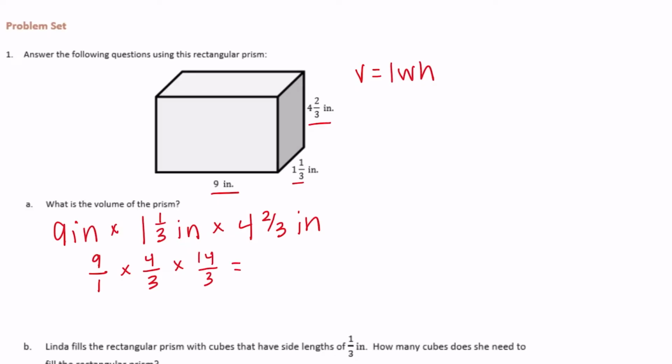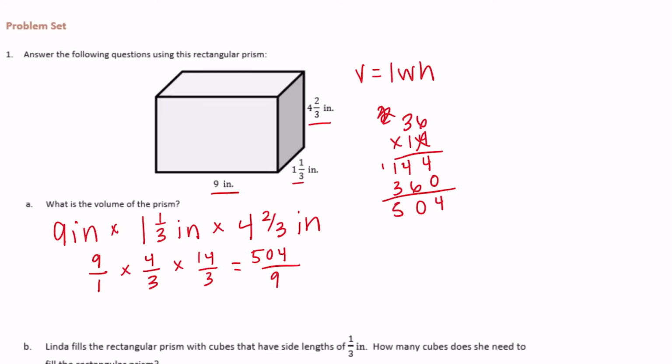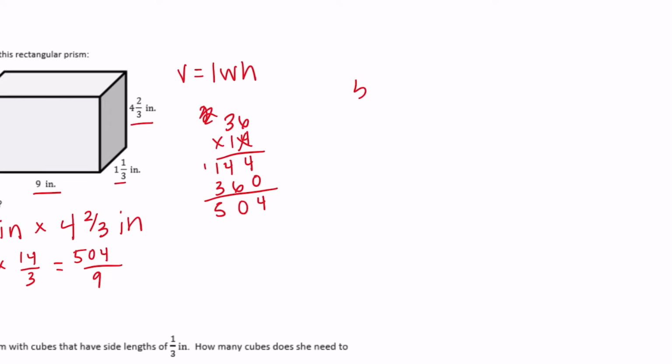So now we can multiply 9 times 4 times 14. 9 times 4 is 36, so let's do 36 times 14. 4 times 3 is 12, plus 2 is 14. Done with the 4. 1 times 6 is 6, 1 times 3 is 3. We get 504. And then 1 times 3 is 3, times 3 is 9. So 504 ninths. We just need to make that back into a mixed number.